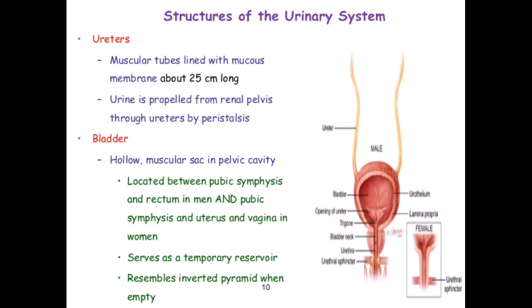Structures of the urinary system: the ureter, muscular tubes lined with mucous membrane, about 25 cm long. Urine is propelled from the renal pelvis through the ureters by peristalsis. Now see the urinary bladder, a hollow muscular sac in the pelvic cavity located between the pubic symphysis and rectum in men, and the pubic symphysis and uterus and vagina in women. It serves as a temporary reservoir to store urine. It resembles an inverted pyramid when empty.